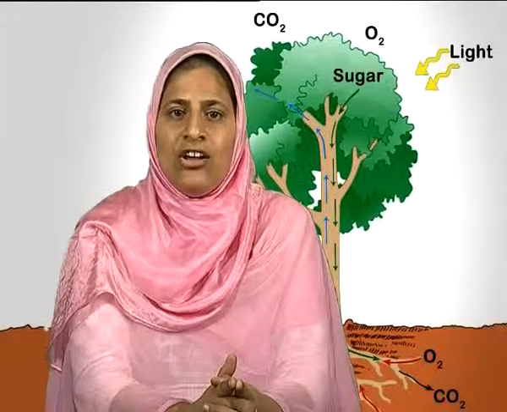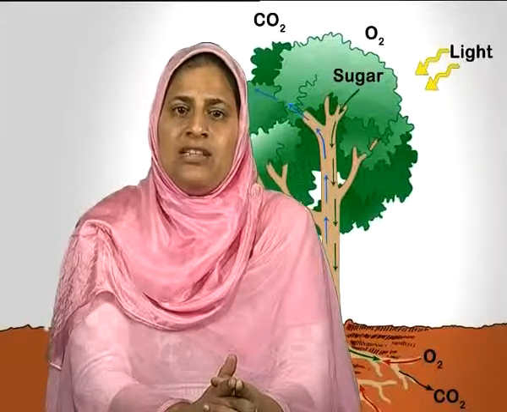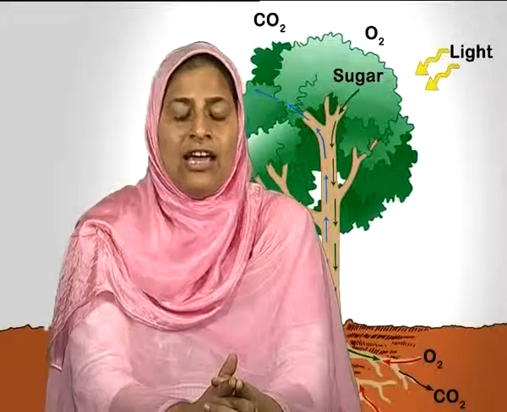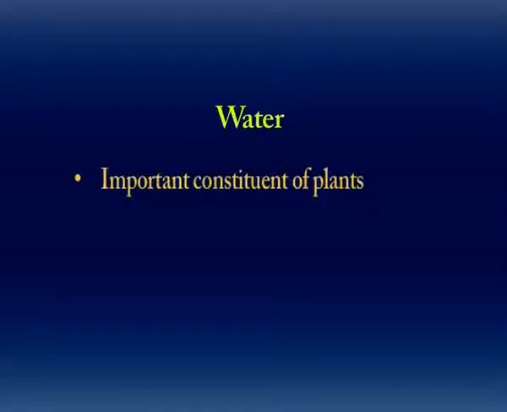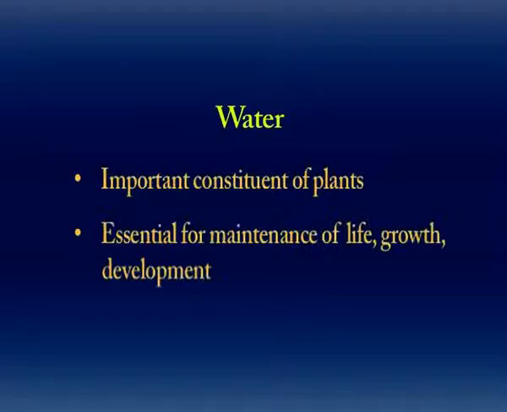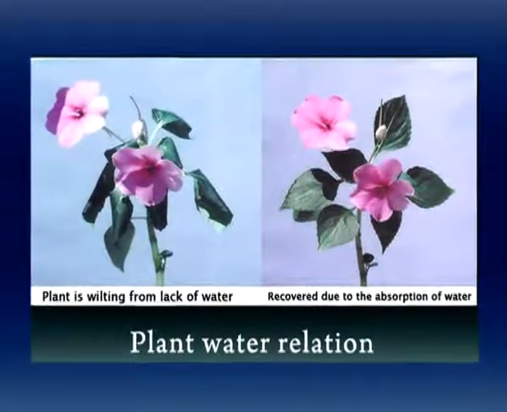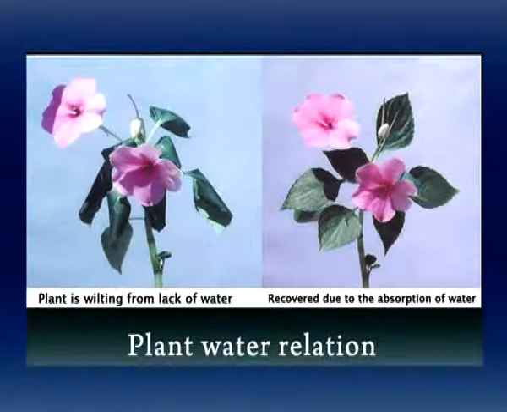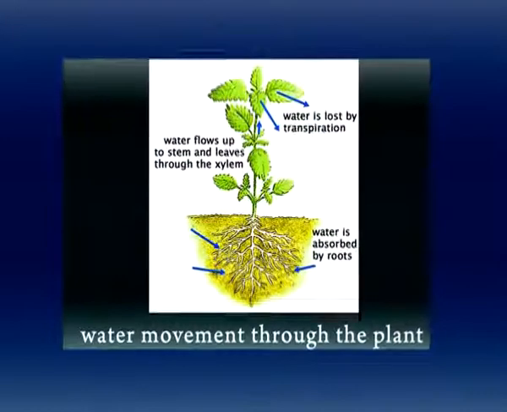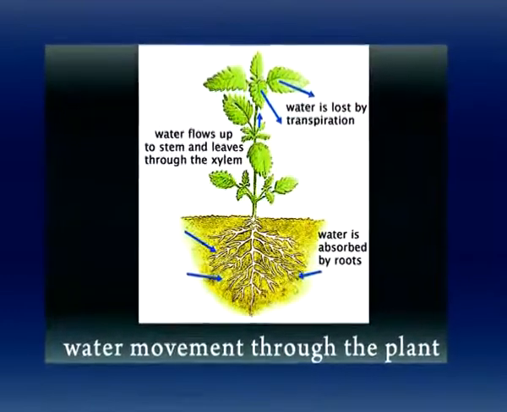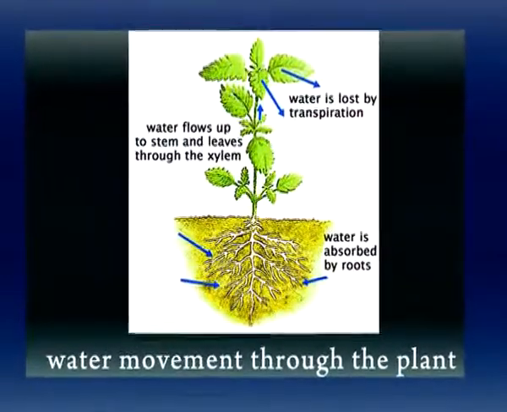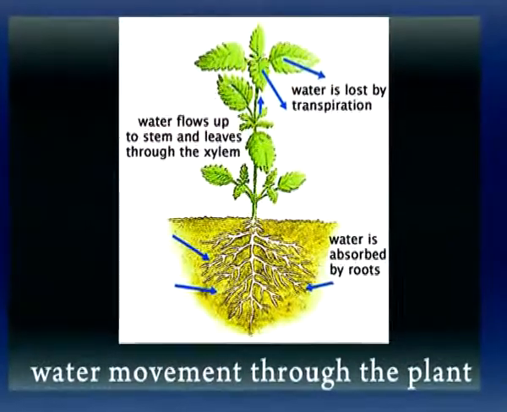As we know, like all other living organisms, plants also need water for life. In fact, water is the most important constituent of plants and is essential for the maintenance of life, growth and development. Plants lose a huge amount of water through transpiration, and they have to replenish this lost water to prevent wilting. Water is mainly absorbed by the roots of the plants from the soil. Then it moves upwards to different parts and is lost from the aerial parts, especially through the leaves.